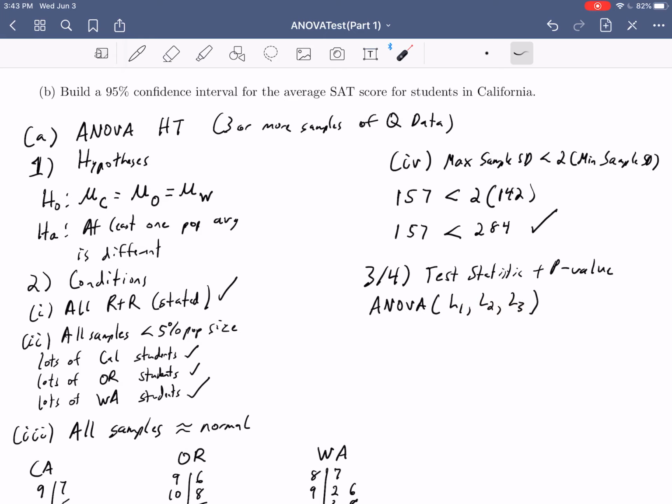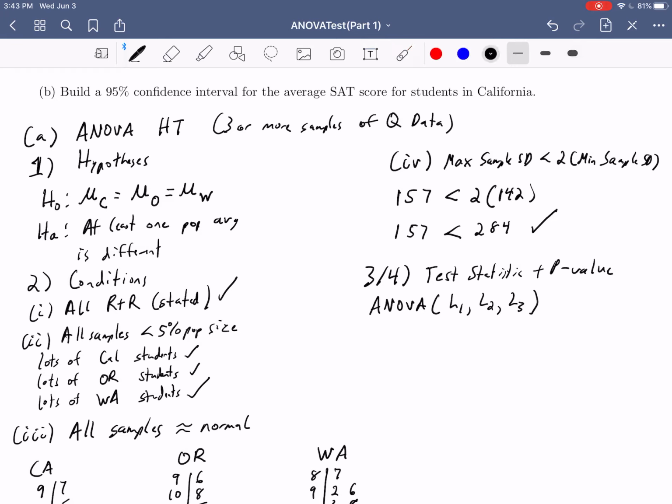Once you do that, so go across, hit stat, then go across to tests, then go all the way down until you find the ANOVA test. Usually it's near the bottom. Then type in L1, comma, L2, comma, L3, close up the parentheses and hit enter.